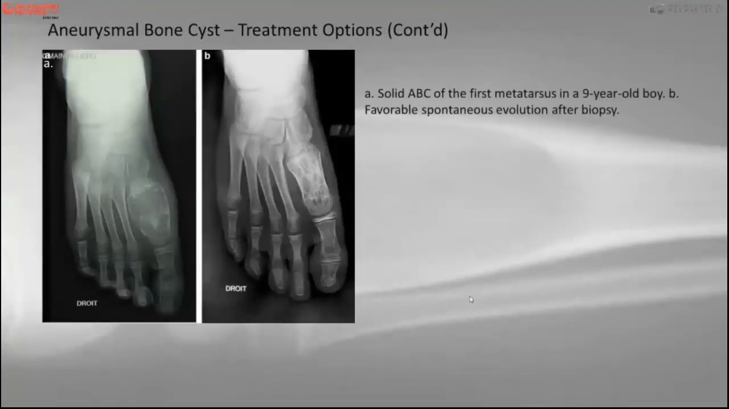This was a solid ABC, which was spontaneously resolved after biopsy. So even if a biopsy is taken or they are fractured, they can heal.